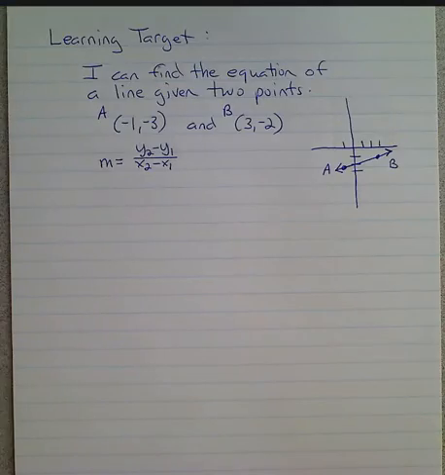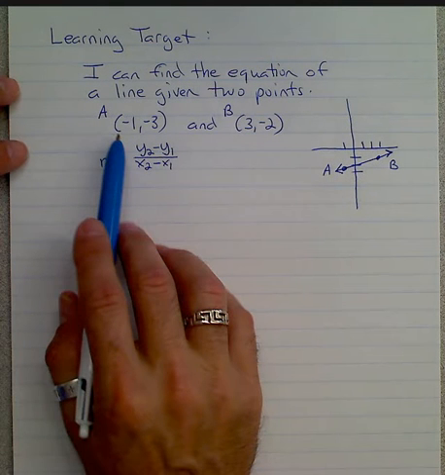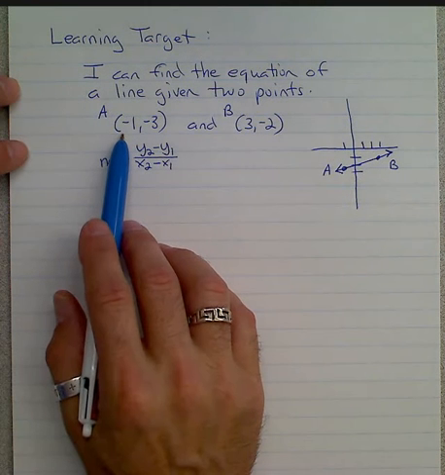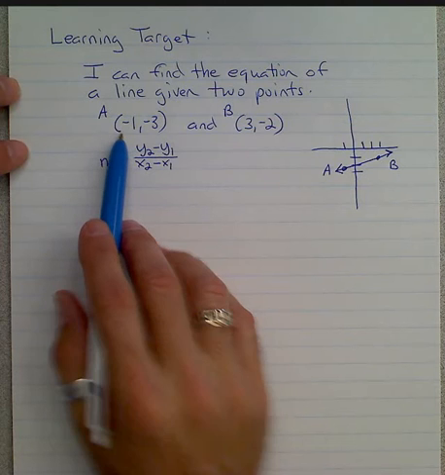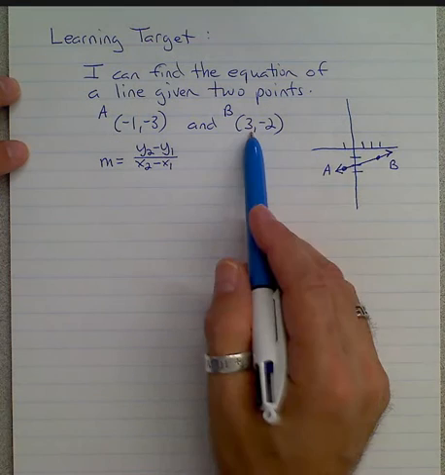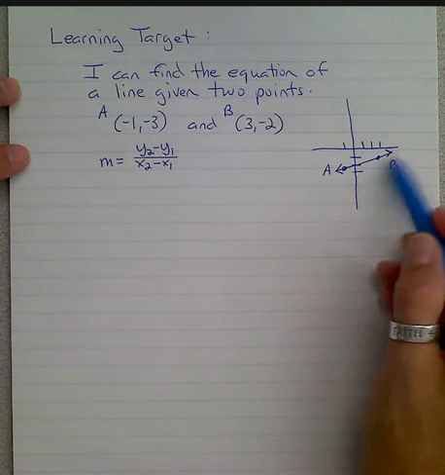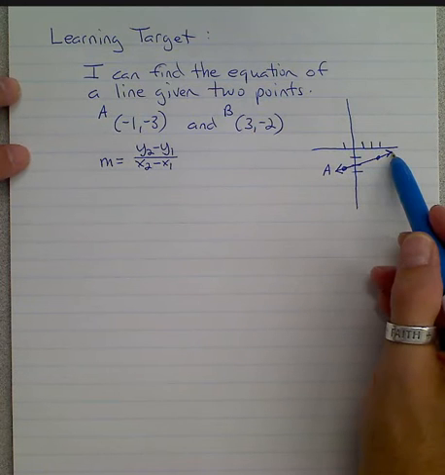In this video, I would like to work an example about the learning target: I can find the equation of a line given 2 points. Our 2 points are A, (-1, -3), and B, (3, -2). This is what the line looks like. We want to find the equation of it.